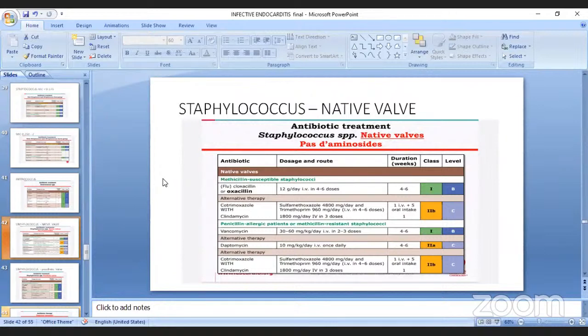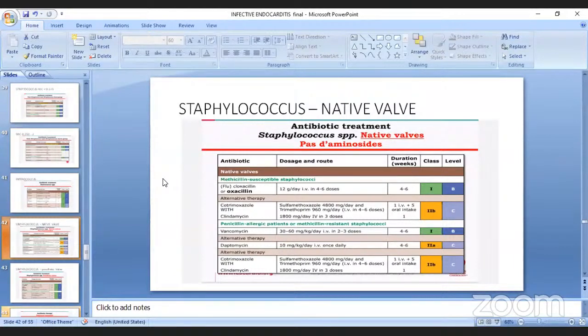Okay, so the antibiotic that you have to give, if there is methicillin susceptible Staphylococci, is flucloxacillin or oxacillin, and you can give nafcillin also, 12 grams per day IV in 4 to 6 divided doses, for 4 to 6 weeks. The alternative therapy that you can give is cotrimoxazole and clindamycin. There are a lot of places where you do not get flucloxacillin, and cotrimoxazole is a drug which is very easily available. So please never forget that the alternate therapy can be cotrimoxazole along with clindamycin.